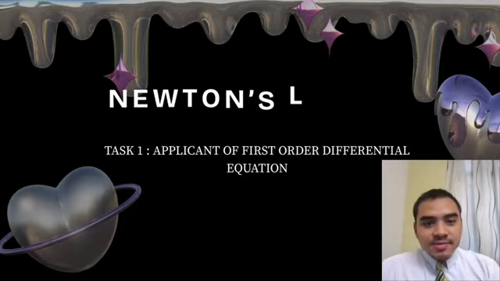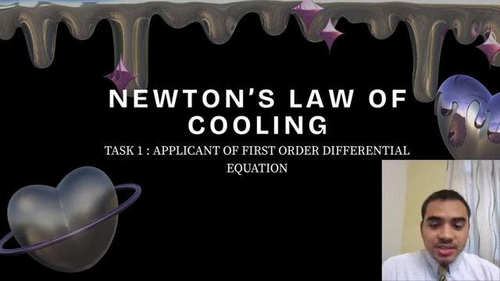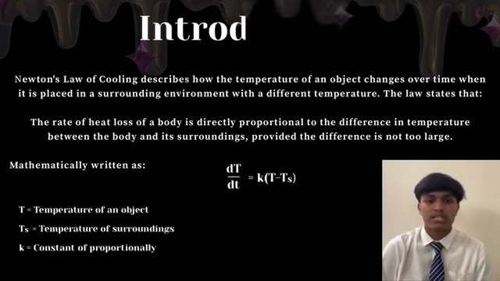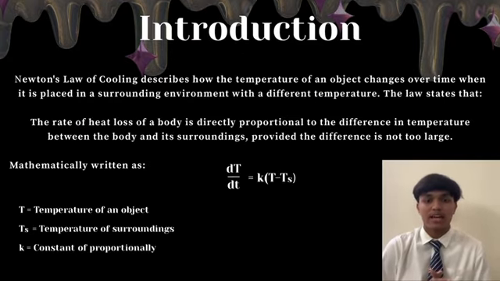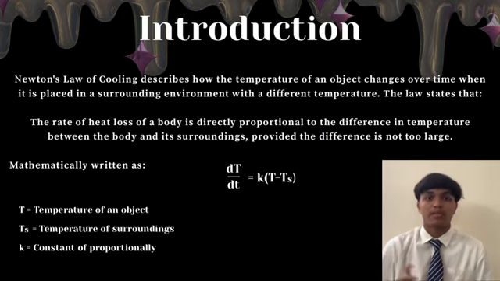In Newton's law of cooling, our first task is the application of a first-order differential equation. This is used to show how a quantity changes at a rate depending on itself or another variable. What is Newton's law of cooling? Basically, Newton's law of cooling describes how the temperature of an object changes over time when it is placed in a surrounding with a different temperature.